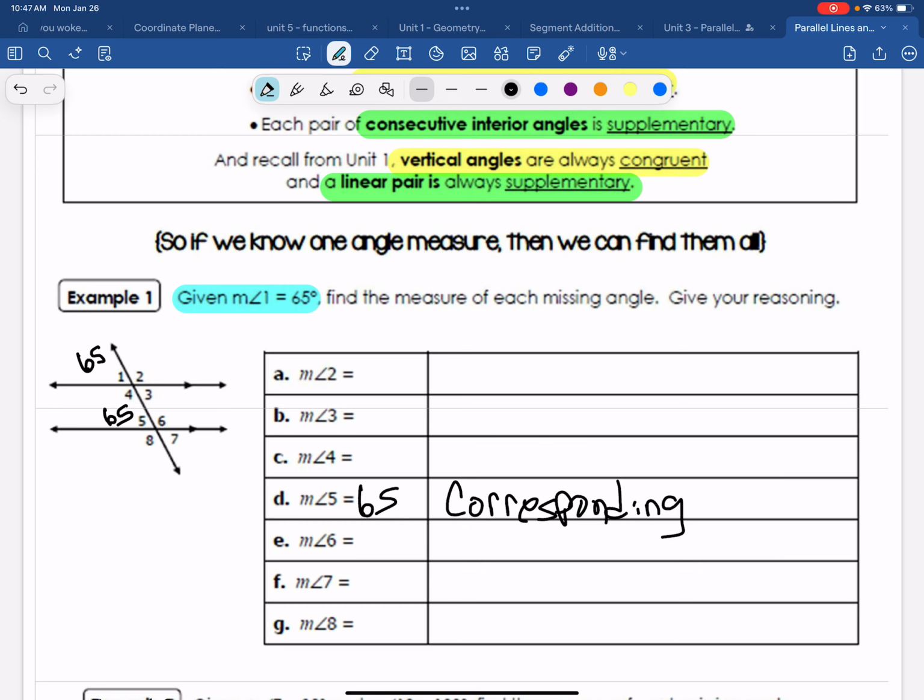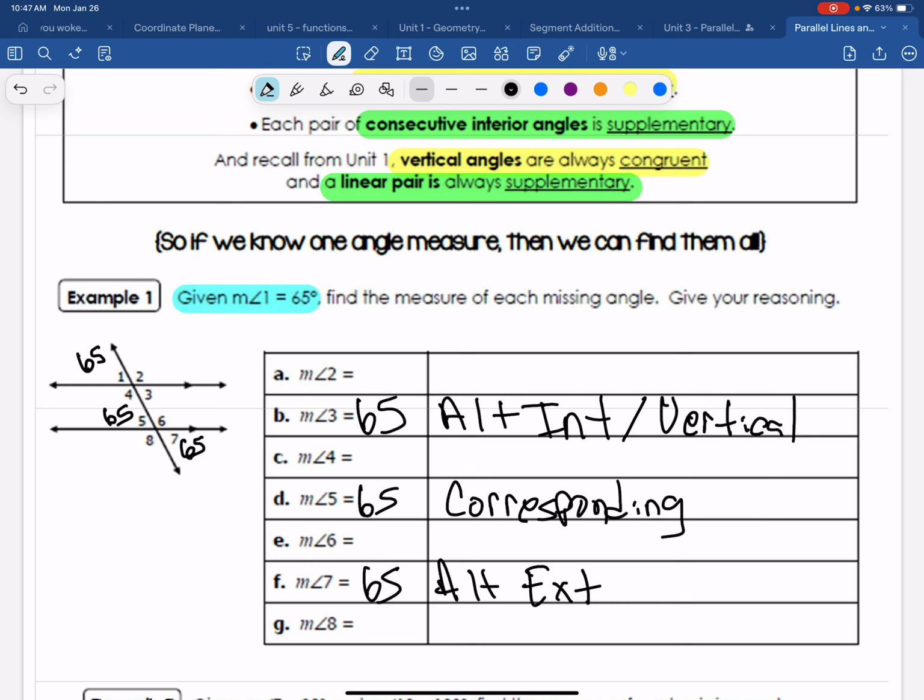And I know that 1 and 7 are congruent because they are alternate exterior angles. And I know that 5 and 3 are congruent because they are alternate interior. I also know that 3 and 1 are congruent because they are vertical. Okay, so I'm going to take a quick look, and that looks like about everything that I can see that is congruent to angle 1.